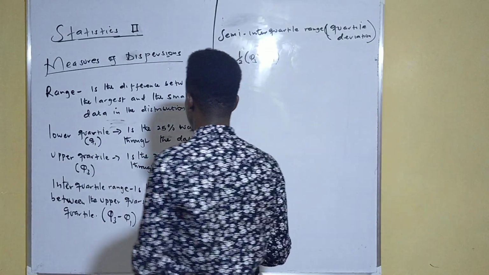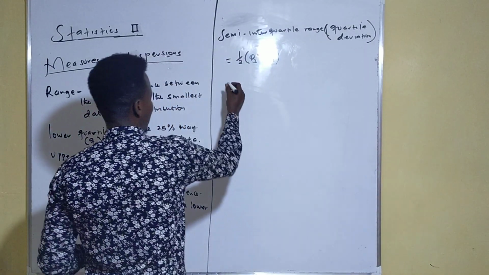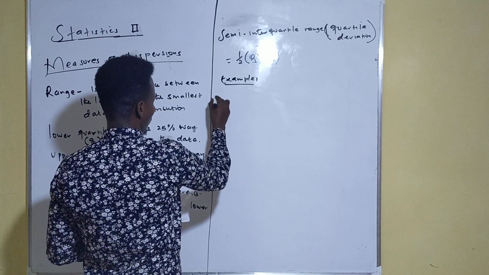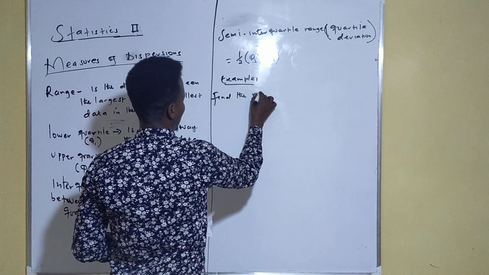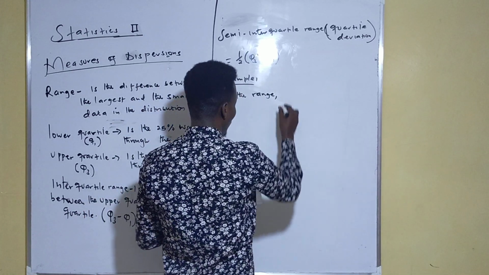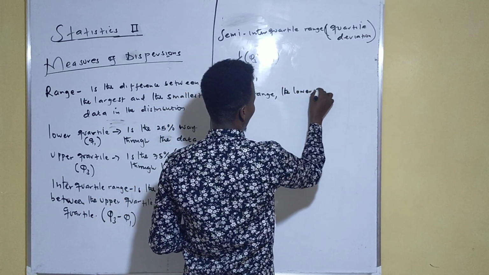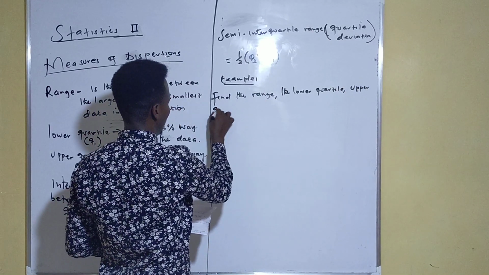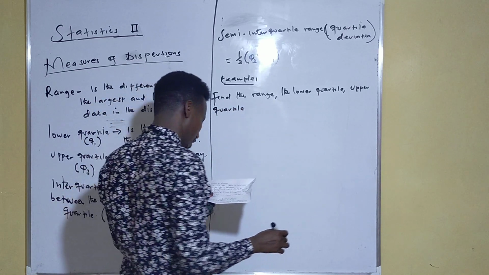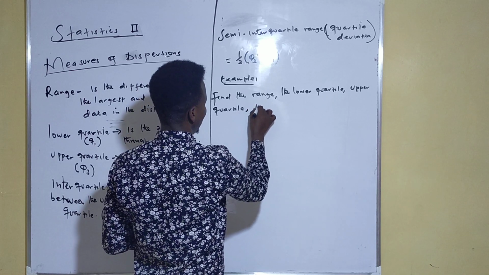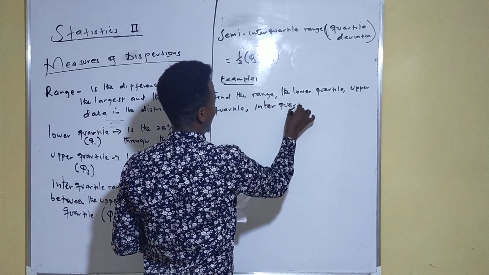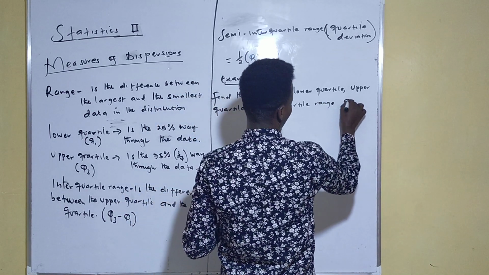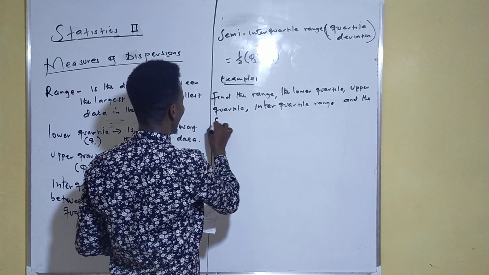So now let's see the first example. Having that in brain, let's see example 1. You're told, find the range, the lower quartile, the upper quartile, the interquartile range, and the semi-interquartile range.